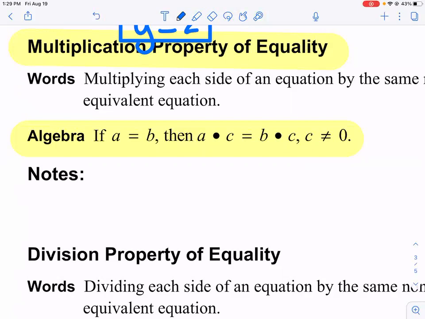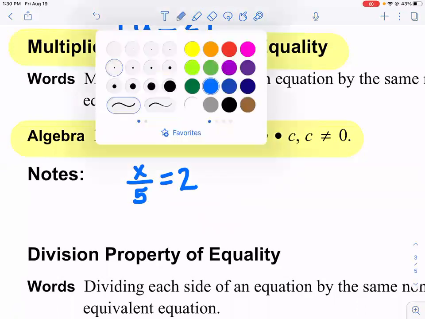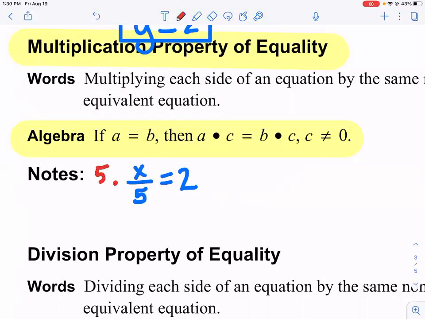What if I had the equation x divided by 5 equals 2? I know that some of us can look at this and guess and check until we figure it out. But I'm giving us a simple one so that we understand when you get to the more complicated ones. Do you see how x is being divided by 5? The inverse operation for division would be multiplication. So we can multiply both sides by 5.